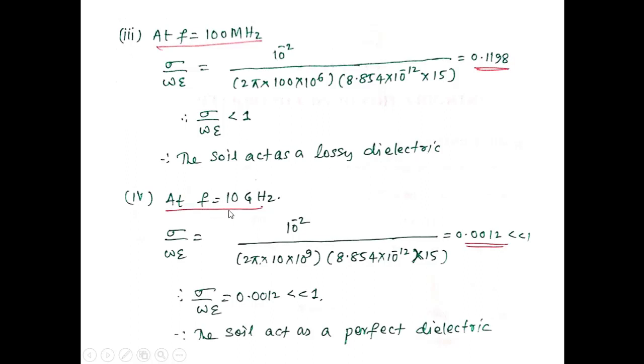At frequency f equal to 10 gigahertz, sigma divided by omega epsilon is given by 10 raised to minus 2 whole divided by 2 pi into 10 into 10 raised to 9 into 8.854 into 10 raised to minus 12 into 15. So we'll get 0.0012, which is less than 1. Therefore, the soil acts as a perfect dielectric.